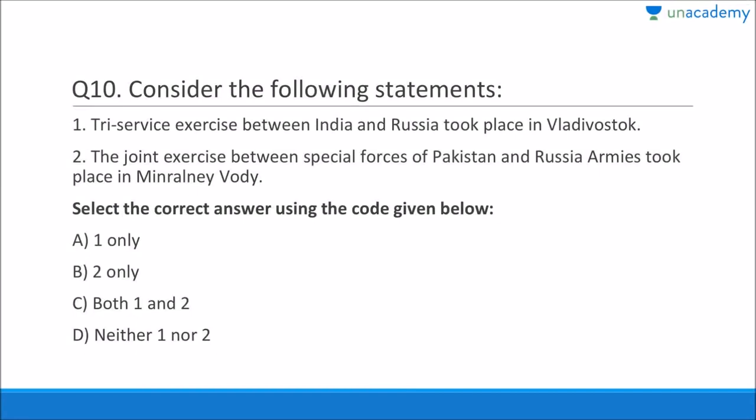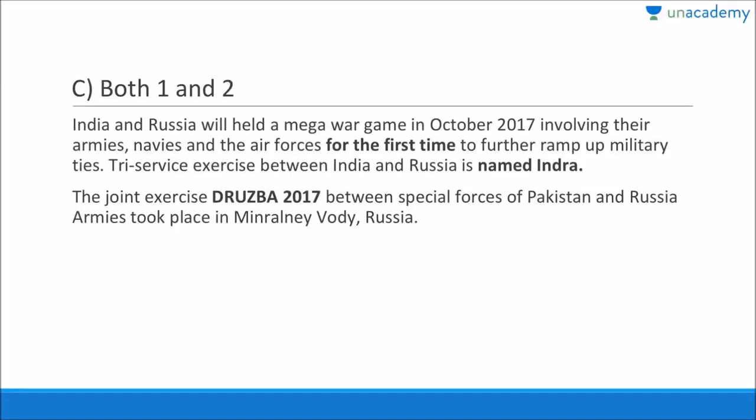Last question for the day is, tri-service exercise between India and Russia took place in Vladivostok. Yes, this is correct. The joint exercise between special forces of Pakistan and Russian armies took place in Mineralny Wadi. So this is also correct. Answer is C, both 1 and 2.